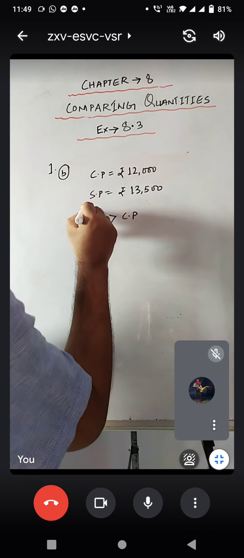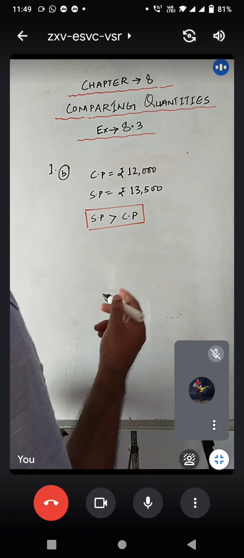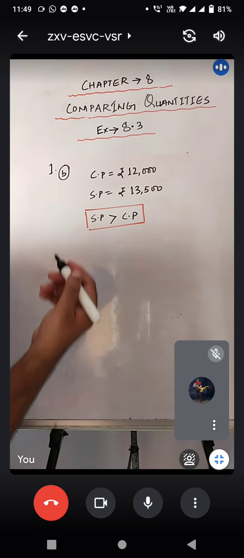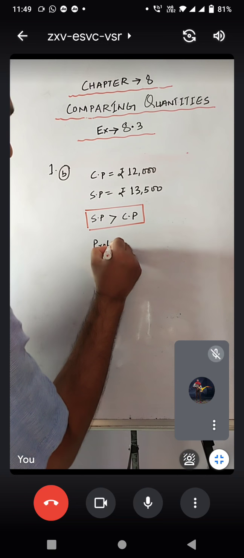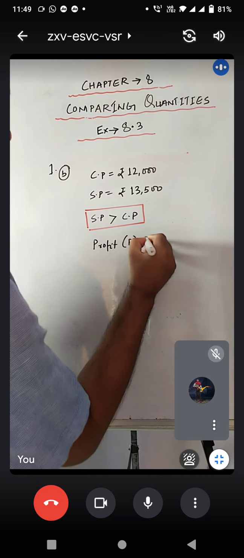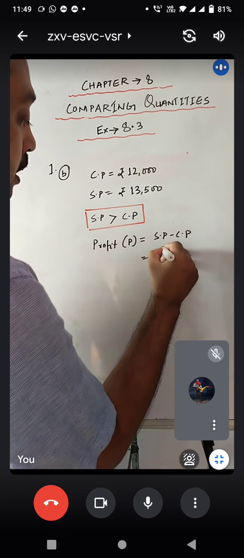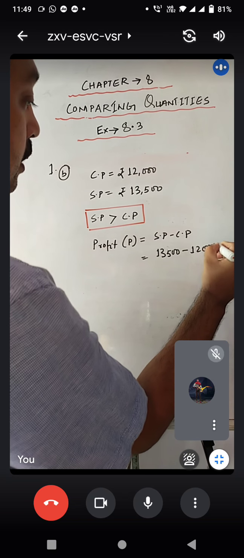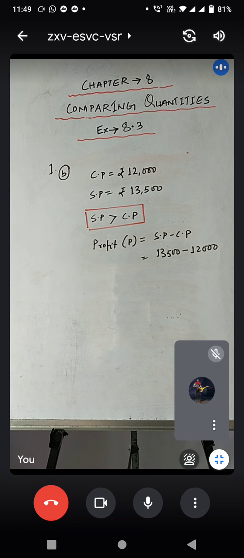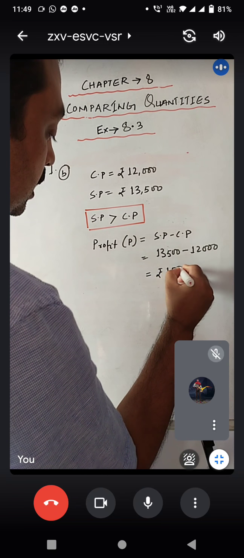Very easy. What we see here is that SP is greater than CP. This is a very important condition, based on which we can decide whether we are going for profit or loss. When SP is greater than CP, we always make a profit. So profit, that is P, is equal to SP minus CP. It would be 13,500 minus 12,000, and your answer would be rupees 1,500.